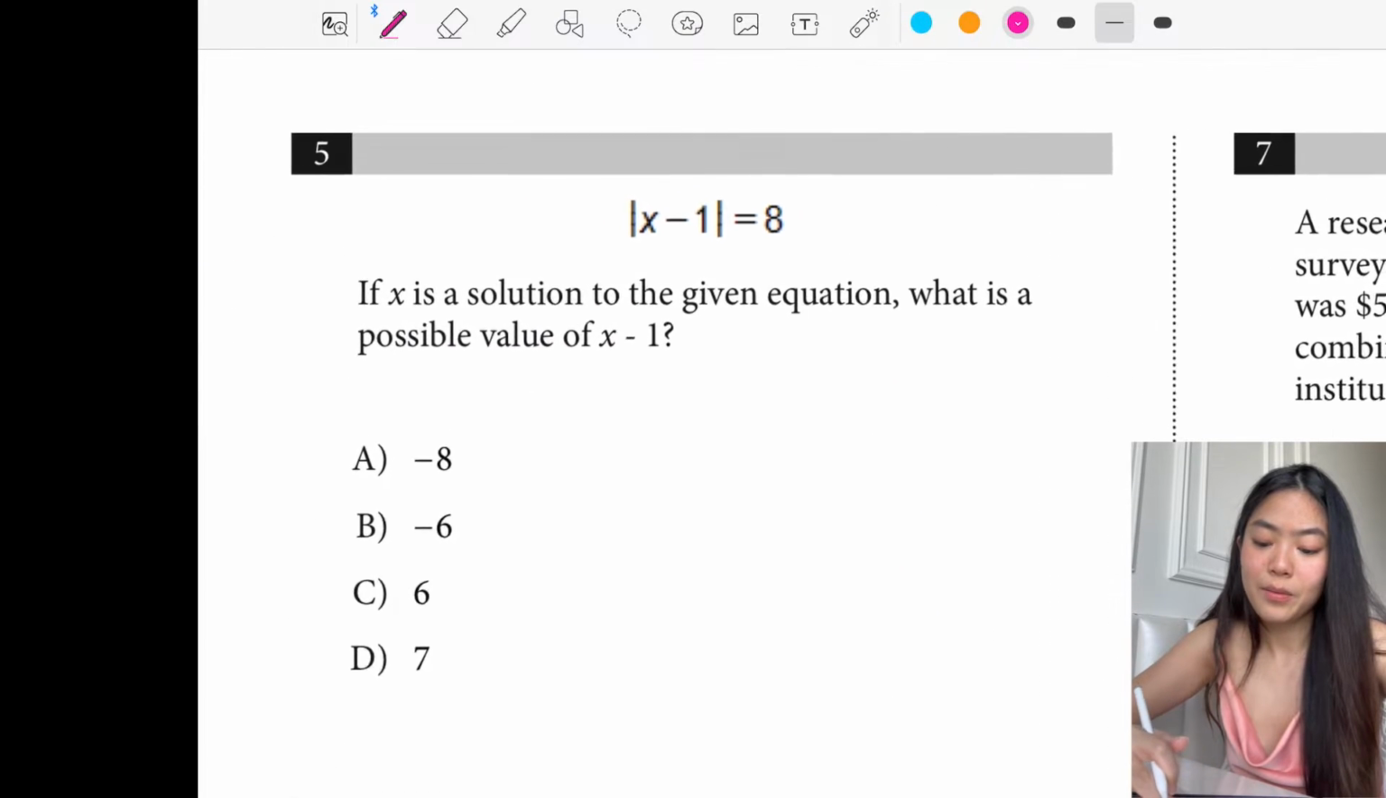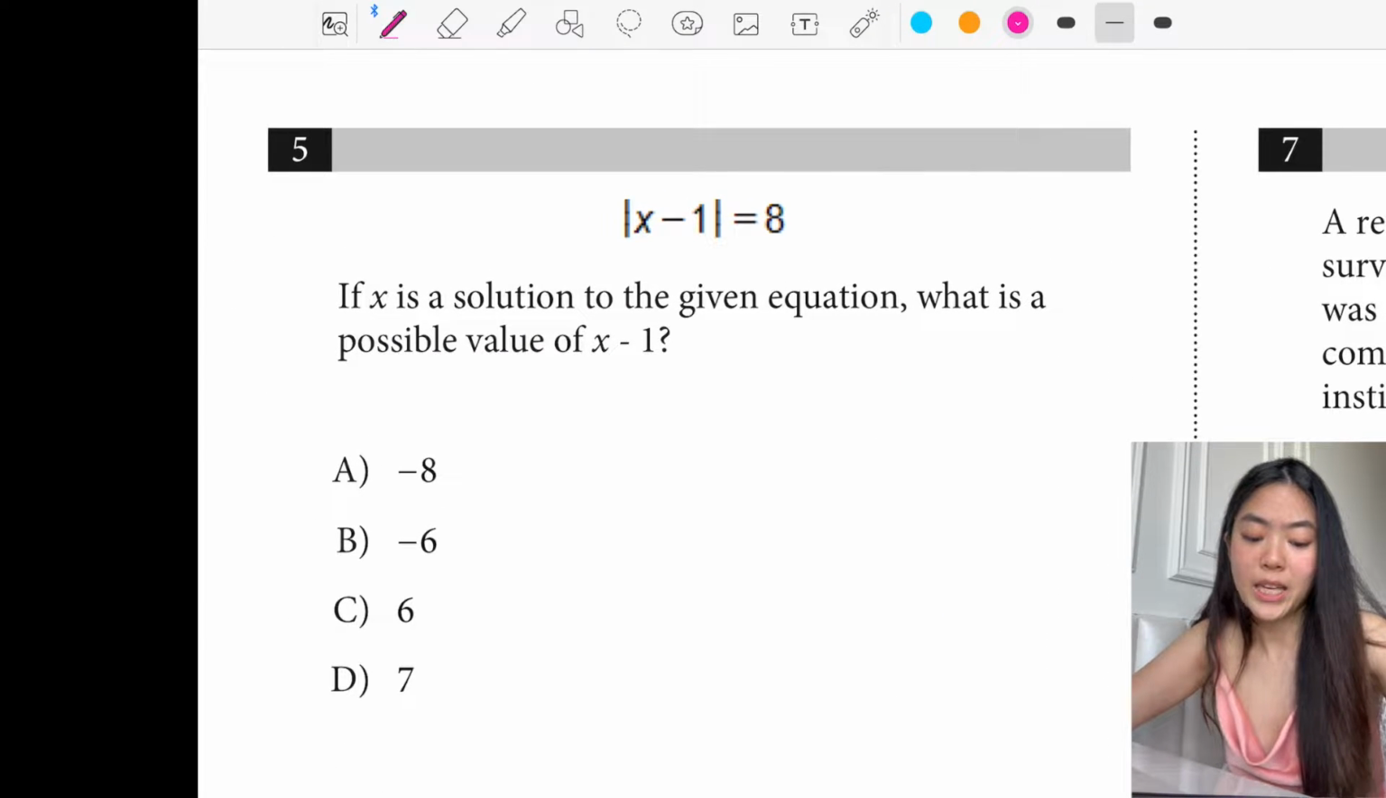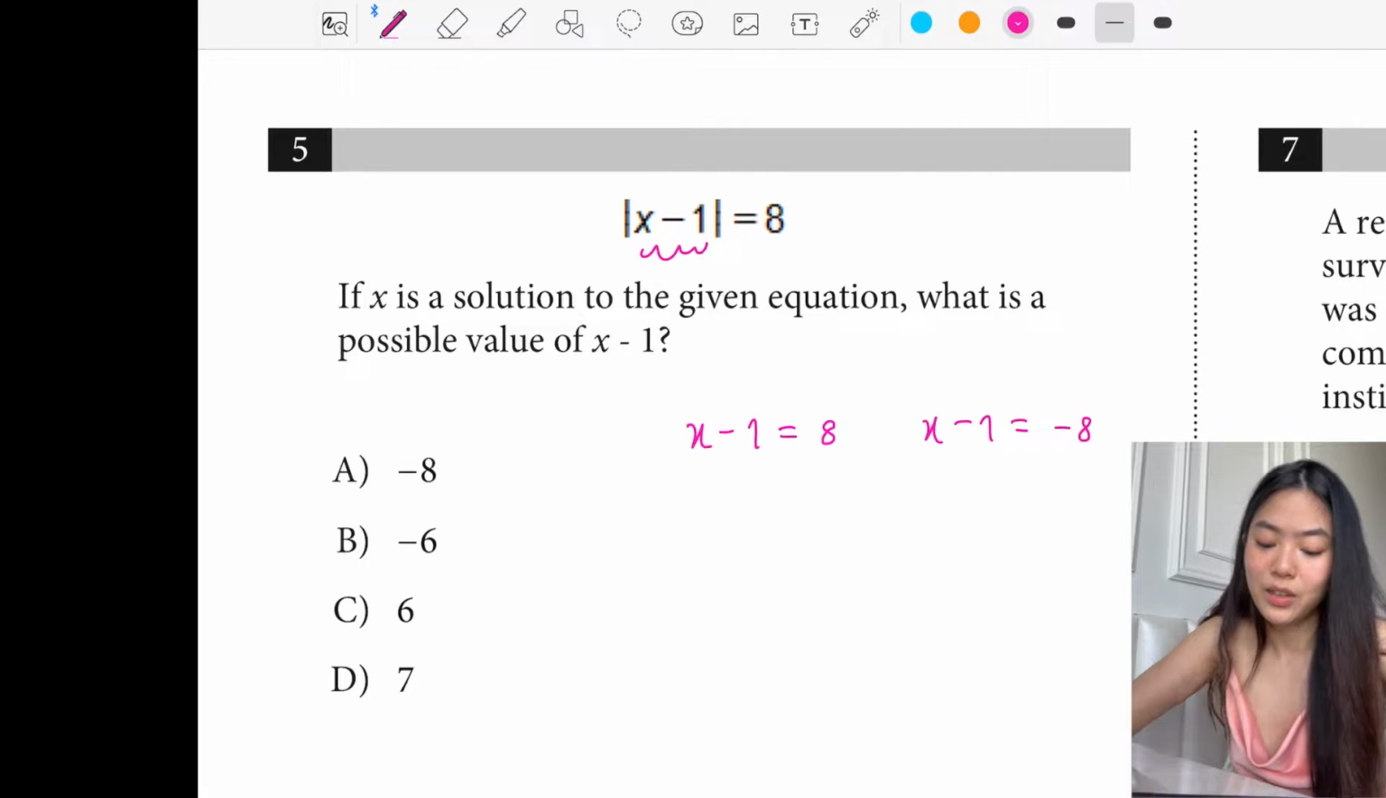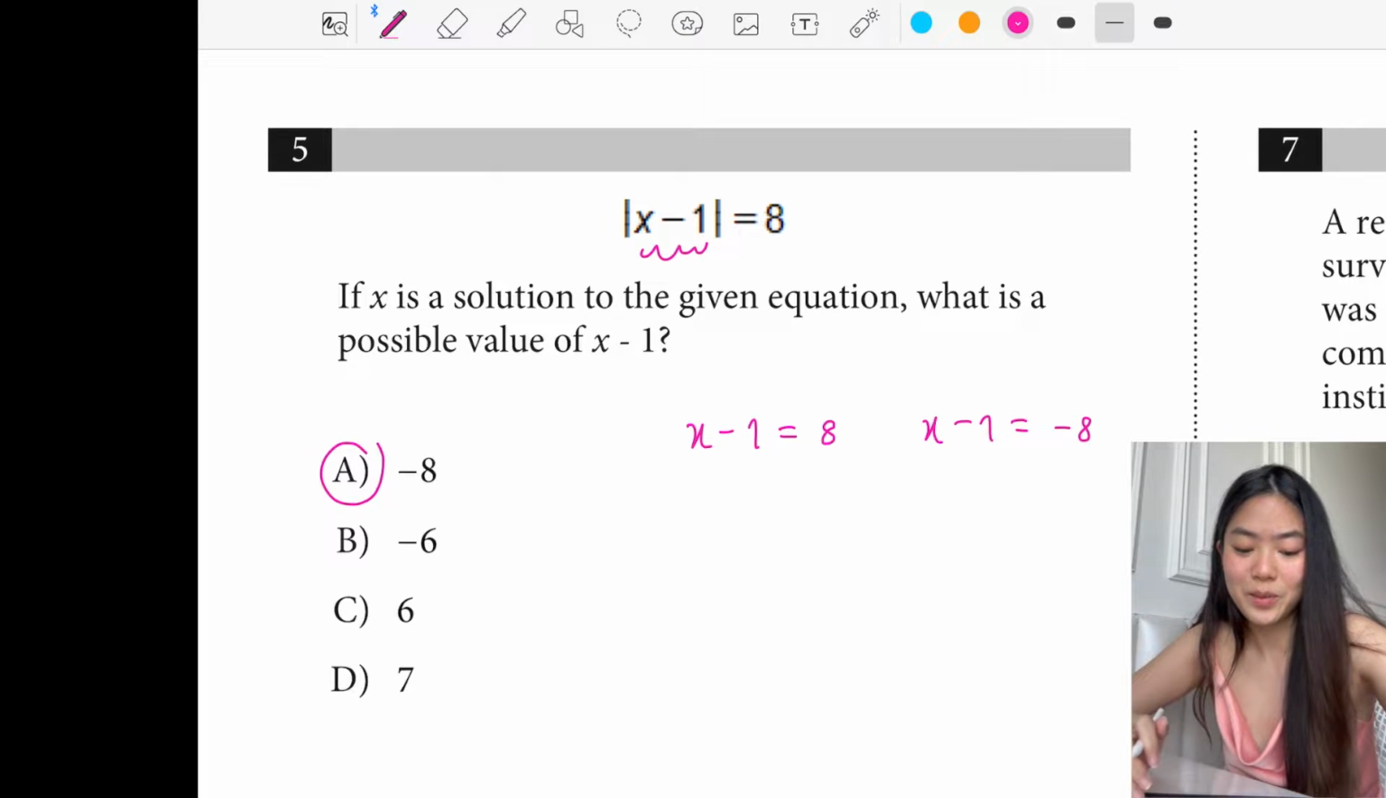Next one, 5. Absolute value of x minus 1 equals 8. If x is a solution of the given equation, what are the possible values of x minus 1? Once we solve the absolute value, it can be positive and also negative. Then here, A is the answer.